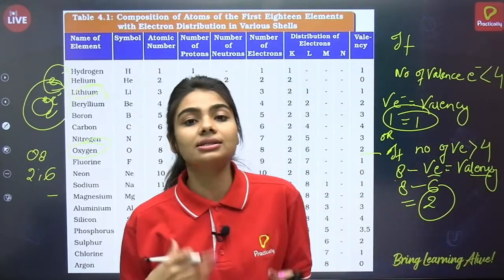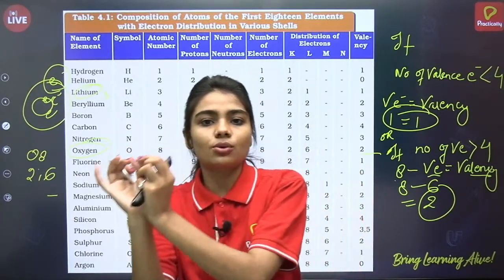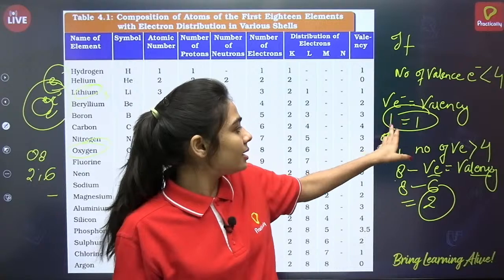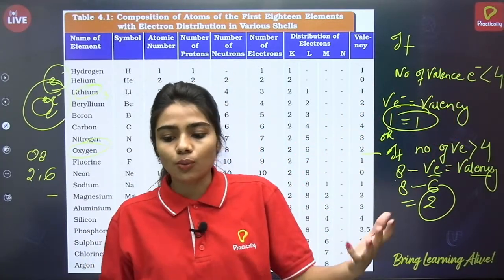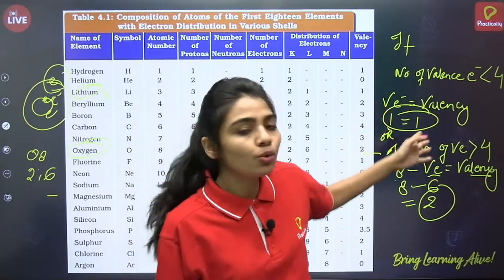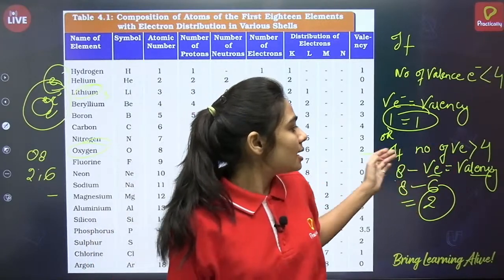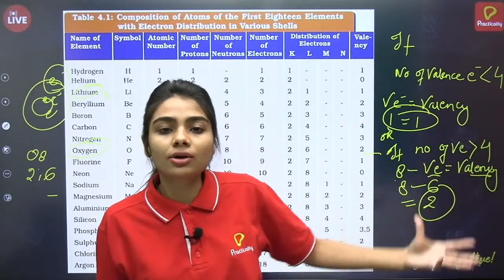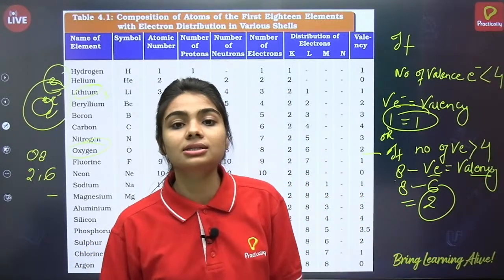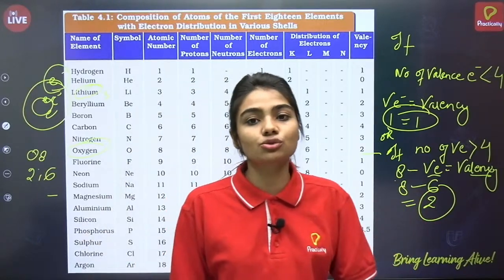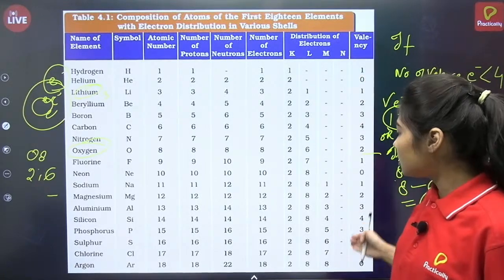If the number of valence electrons is less than 4, then the number of valence electrons is equal to valency. Here lithium has only 1 valence electron, which is less than 4, so the valency is also 1. If we have 2 valence electrons, then the valency is also 2. If the number of valence electrons is more than 4, then subtract it from 8. Like oxygen has 6, so 8 minus 6 gives us 2. That is valency 2. So these are the valencies you should remember.